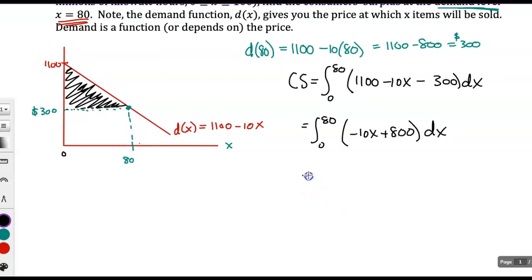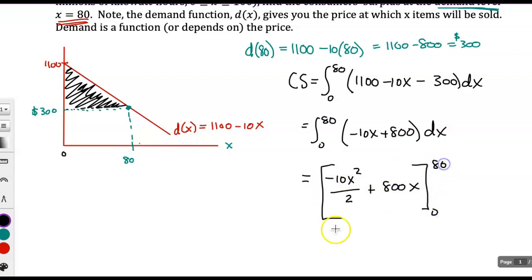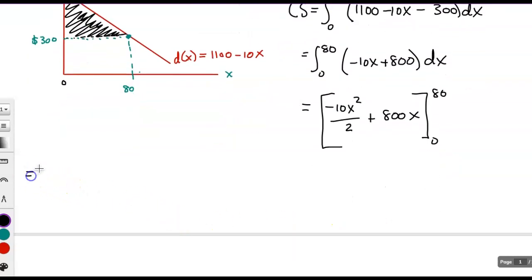And I'm going to go ahead and integrate. So this would be negative 10x squared over 2 plus 800x. There's no plus c because this is a definite integral. And I'm going to come over here and simplify this. So this is negative 5x squared plus 800x. And I'm going to evaluate it from 0 to 80.